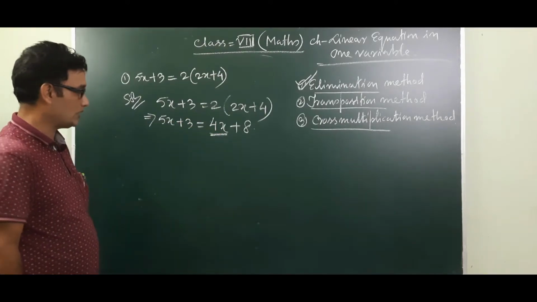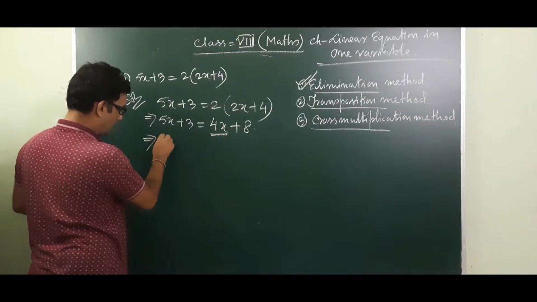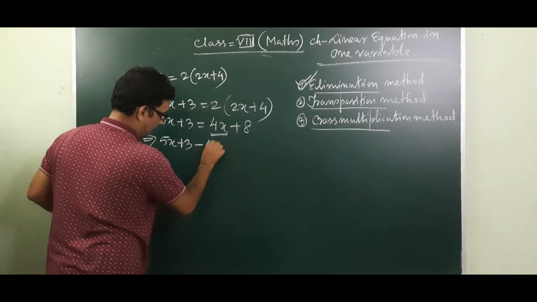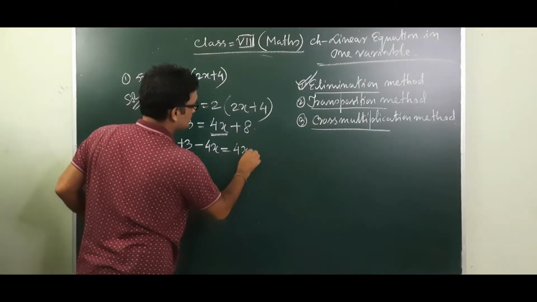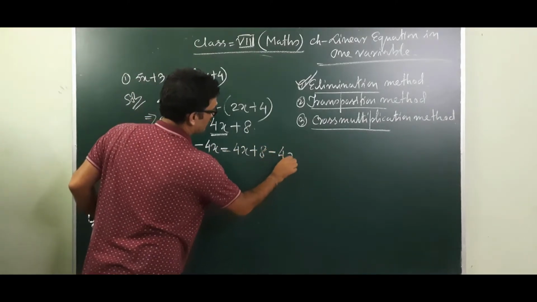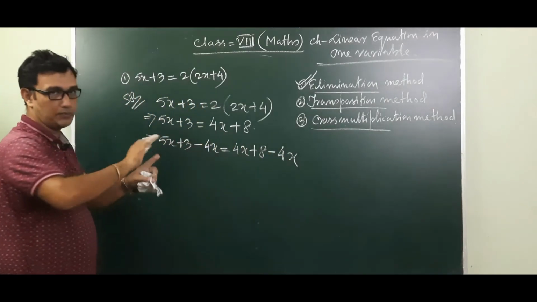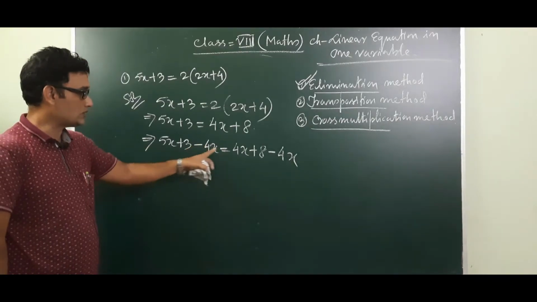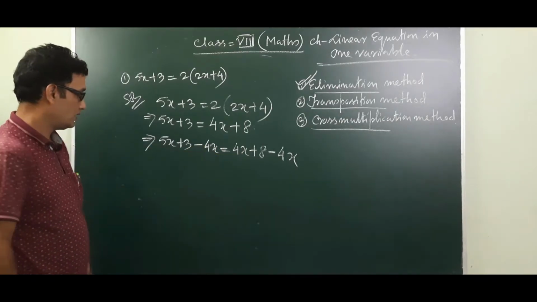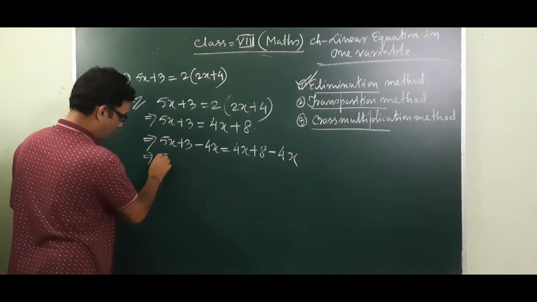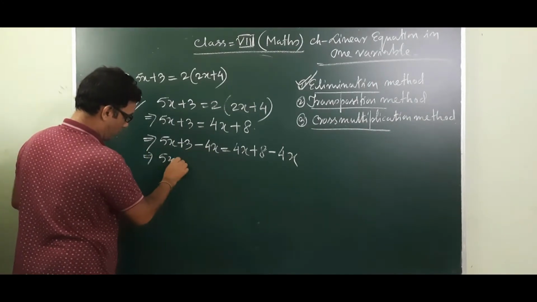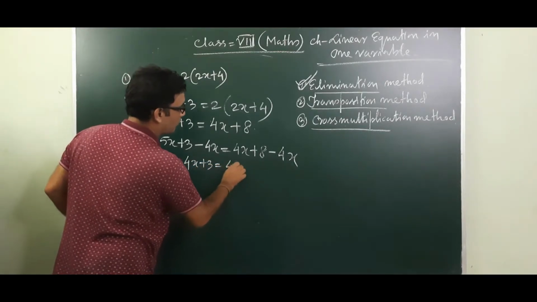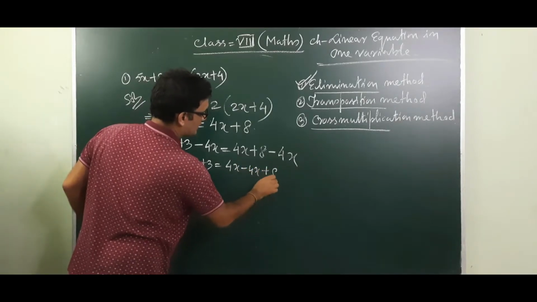So how will we remove it? You see, from 5x plus 3 we will subtract 4x, and from 4x plus 8 also minus 4x. That means on both sides I am subtracting 4x. Since the equal sign is there, no problem. Both sides we are subtracting 4x. So then what will come? The like terms we will bring first: 5x minus 4x plus 3. Here we will write 4x minus 4x plus 8.